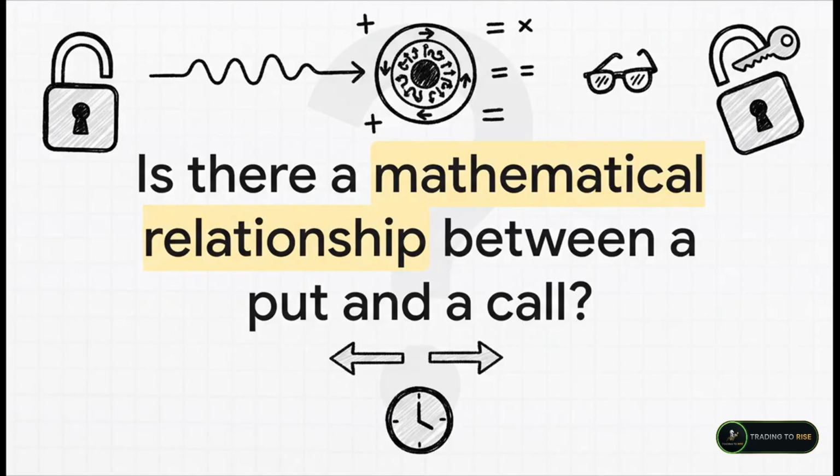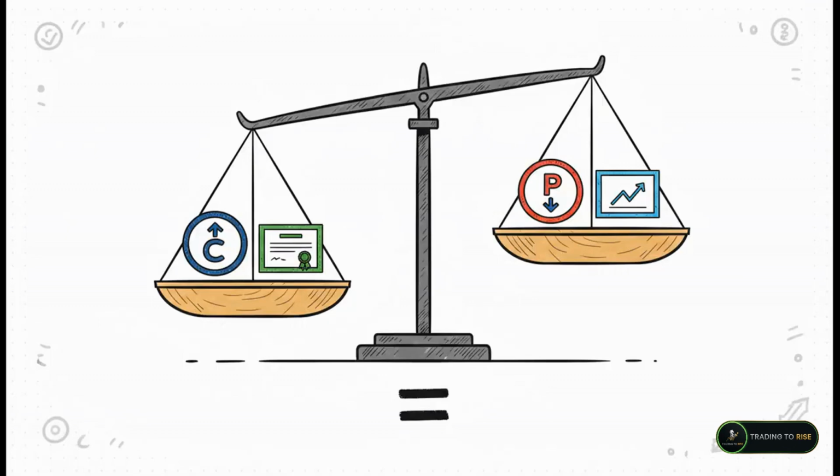You can think of a put and a call with the same strike and the same expiration date as two sides of the same coin. They aren't independent. They are deeply mathematically connected. And understanding this connection, it's like having a secret decoder for the options market. And the logic behind this is actually really elegant.